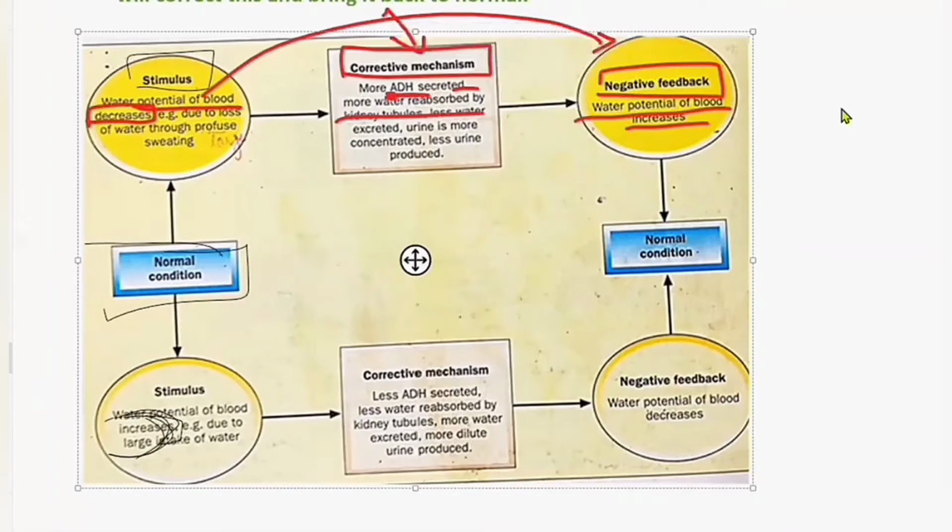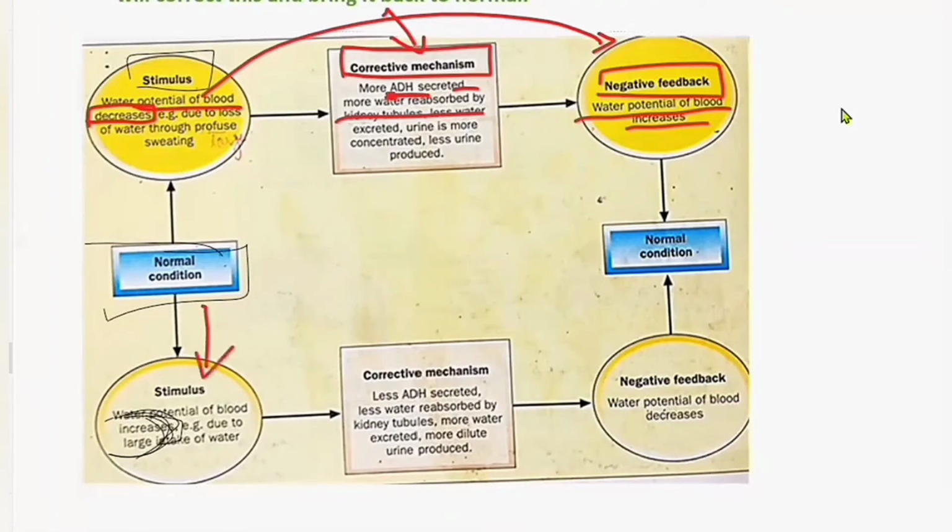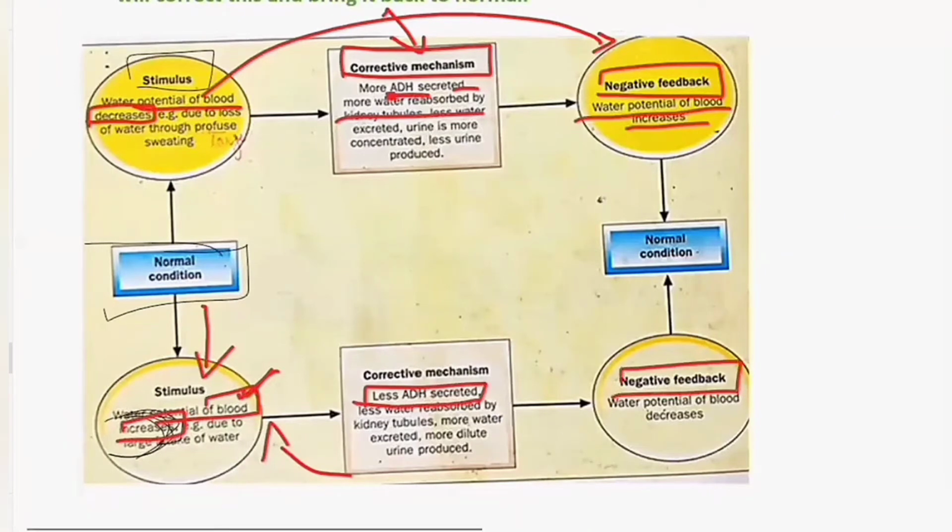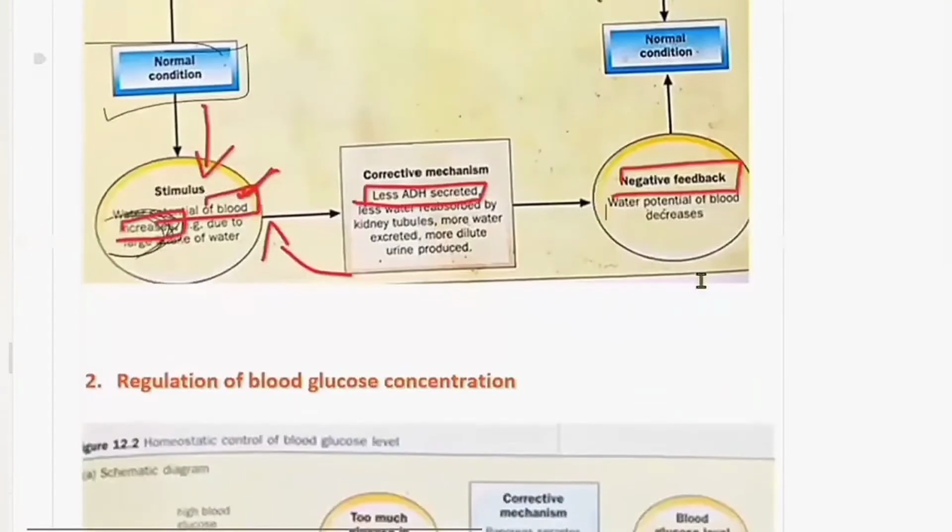The reverse will happen when the blood osmotic concentration is more: less ADH or antidiuretic hormone is released, so that less water is reabsorbed, as there is already more water in the blood, right? So it activates the negative feedback, which reabsorbs less water and brings the concentration of water to normal.